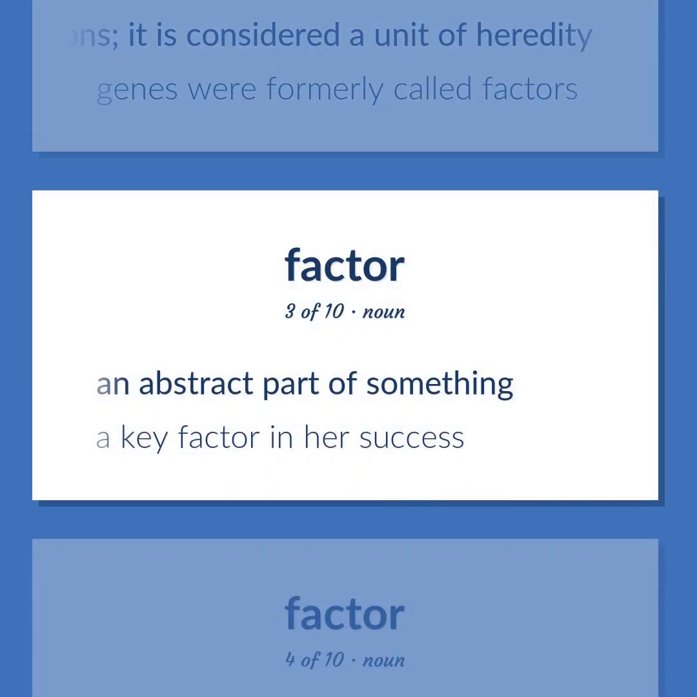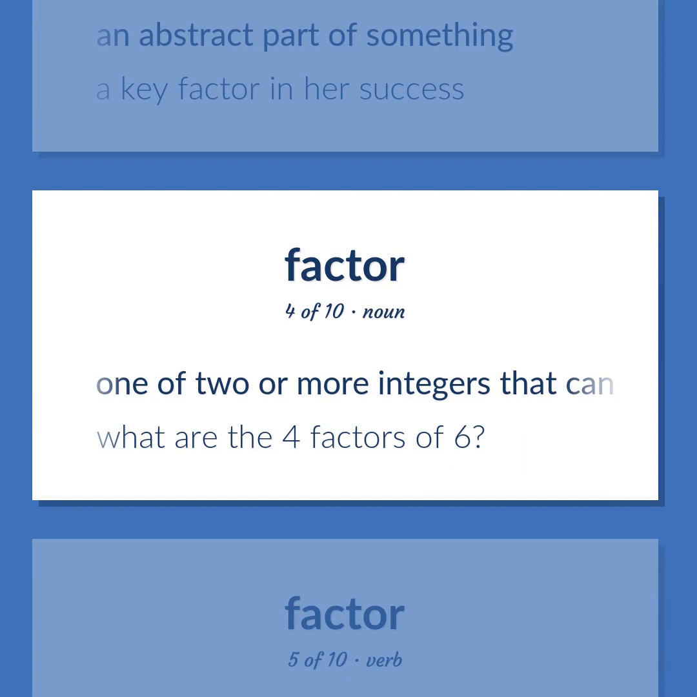An abstract part of something. A key factor in her success. One of two or more integers that can be exactly divided into another integer. What are the four factors of 6?